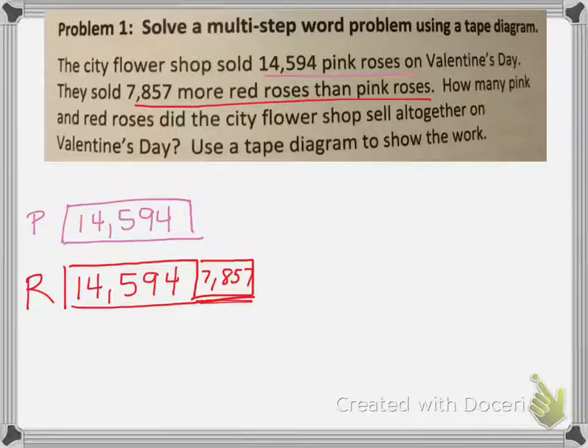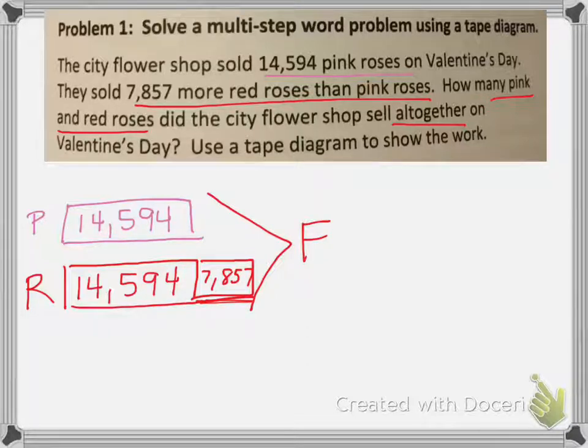Okay, how many pink and red roses did they sell all together? So they don't just want to know the total of the red, which we will have to figure out. They want to know the total all together of all the pink and red roses. So I'm going to use a variable f. I'm going to be looking for f, the total flowers.